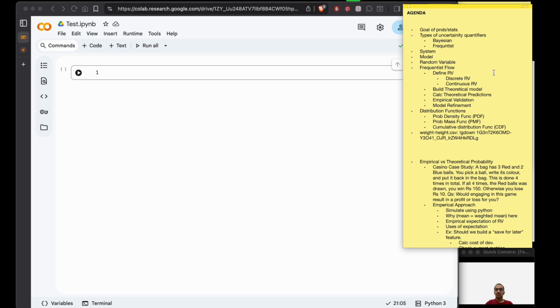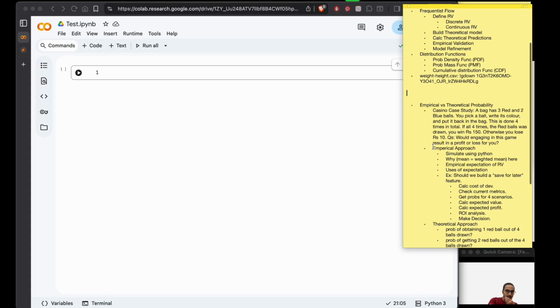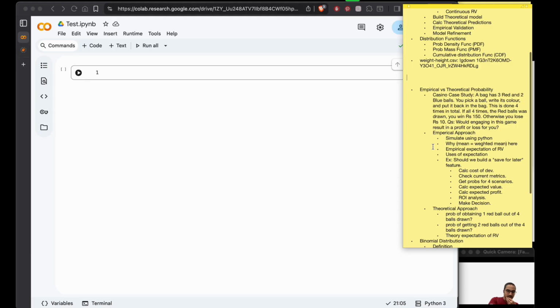And we looked at the definitions and graphs of the distribution functions, right, which is our PDF, PMF, and CDF. We checked it on this dataset, and that was the end of the first part.